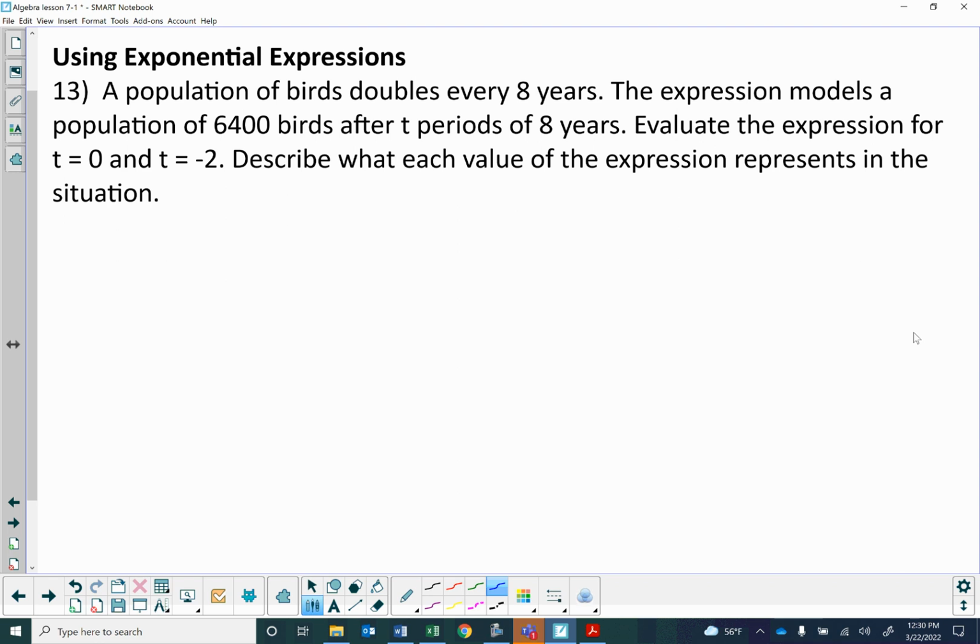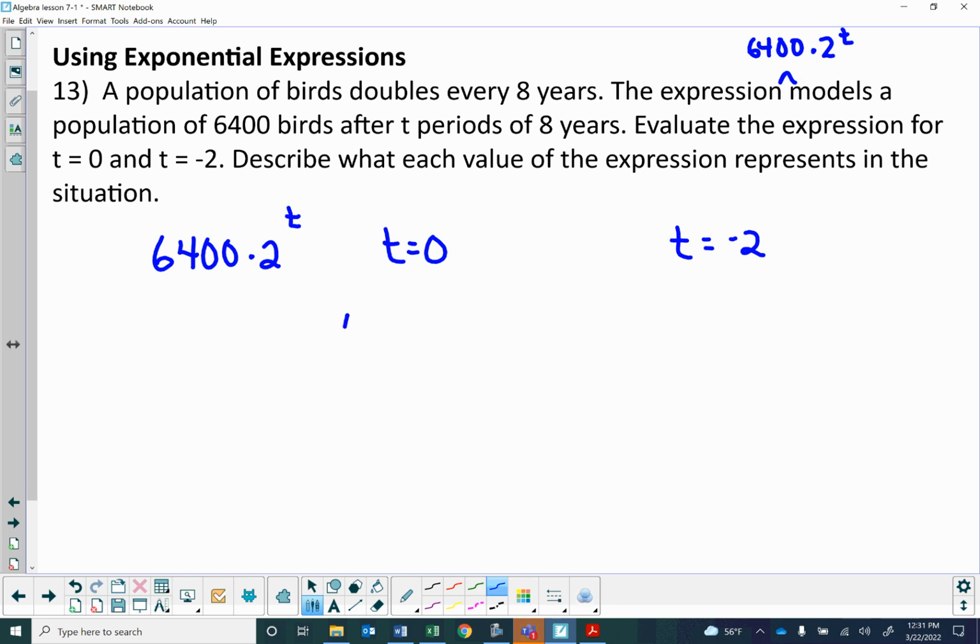All right, so the problem says, oh, my expression got left out of here. It messed up my expression. It's supposed to be 6,400, sorry about that, 6,400 times 2 to the t power. That should have been in this particular part of the problem. It somehow got left out. So my expression is 6,400 times 2 to the t power. And we're going to solve this for t equaling 0 and t equaling -2. And then we're going to explain what each one of these represents.